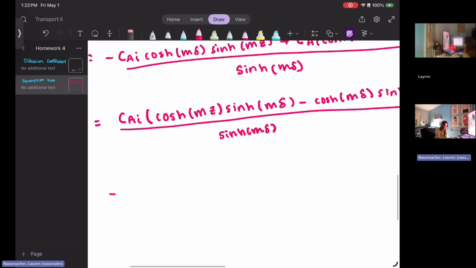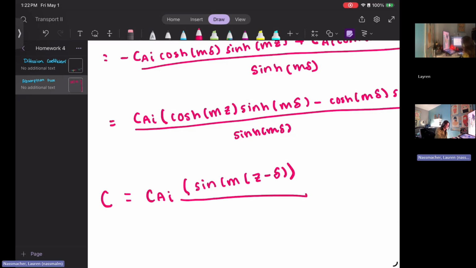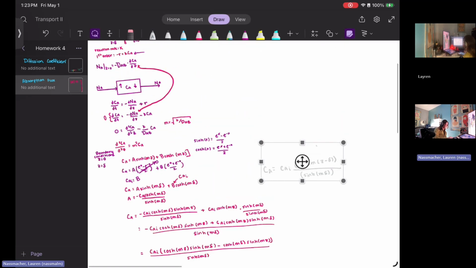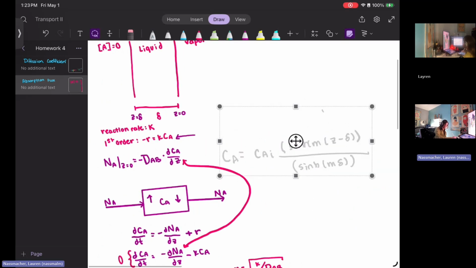And our final equation should look like this. Concentration is the concentration at the interface multiplied by hyperbolic sine of m times the distance z minus delta thickness over hyperbolic sine of constant m times the thickness. Now we're going to do a blast from the past, and we're taking this concentration equation. We're going to go all the way back up to Fick's law, the original Fick's law right here, and we're going to plug it in.